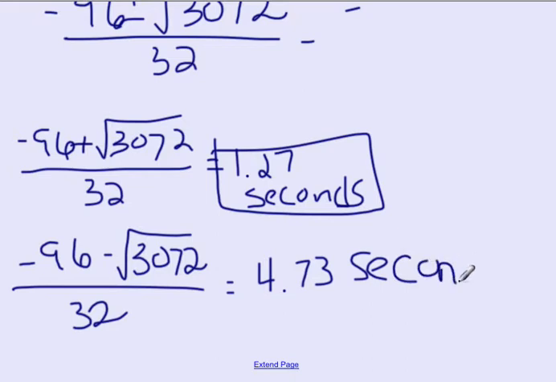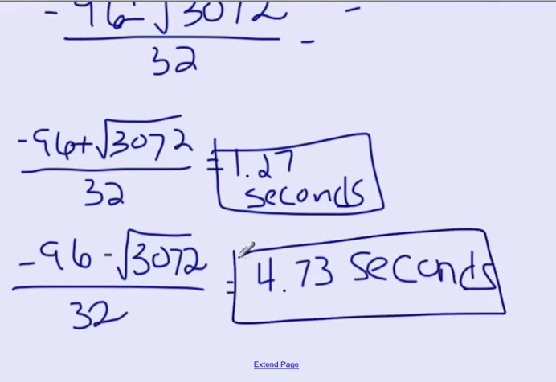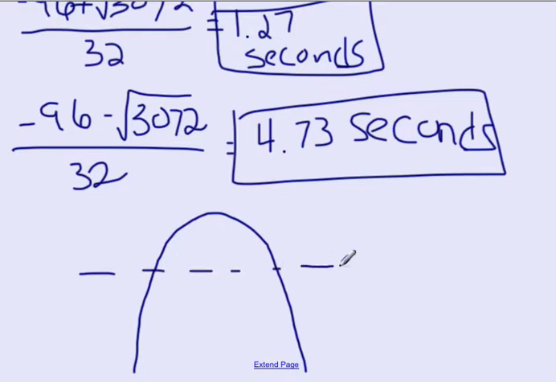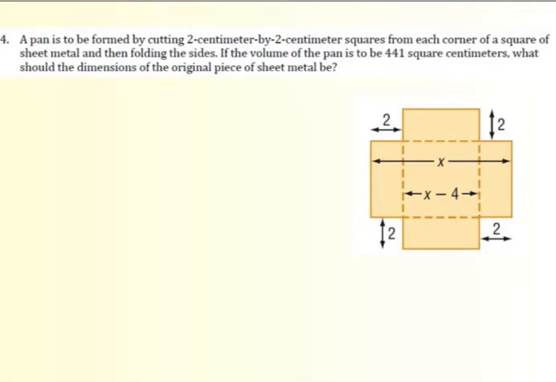Now this one is going to have two answers, and this is why. If you think about a projectile being launched, here's the pattern that it follows. It goes up, then gravity takes over and it comes back down. If 96 feet, excuse me, is right here, it's going to cross it twice, which is why we have two different seconds. Okay? So let's take a look at number 4.